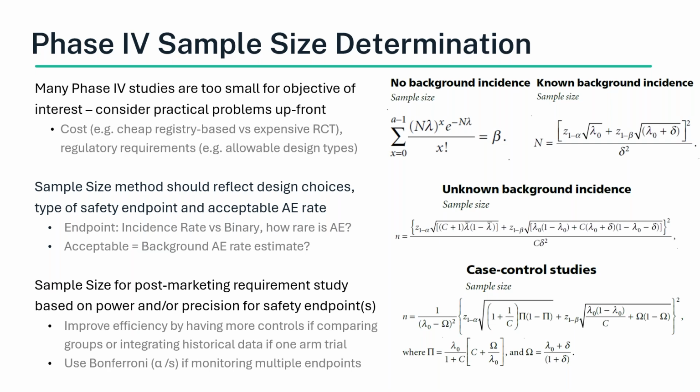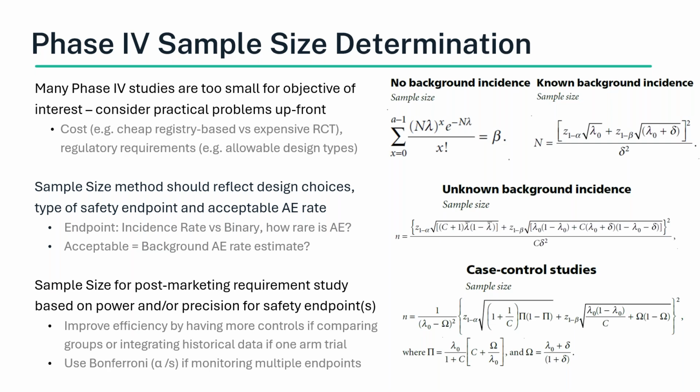And where are we going to get that background adverse event estimate from for our sample size calculation? In terms of our criteria, it would typically be power, but you could also base it on the precision of your estimate. And just to be clear, if this is a phase 4 trial done in response to a regulator requirement or request, you're powering for the safety endpoint.